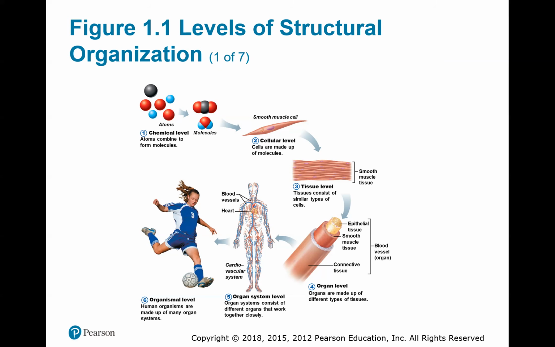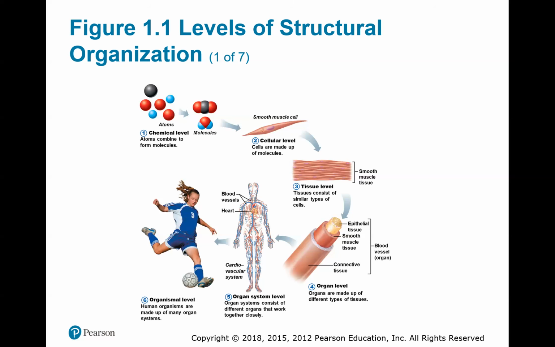From there, molecules are going to turn into bigger molecules called macromolecules. And eventually what they'll do is they'll form something called organelles. Organelles are going to be these very small components of a cell. Then we're moving on to this cellular level. And the cellular level, again, is where we're going to see different types of cells. So in this example, they're showing you a smooth muscle cell in particular.